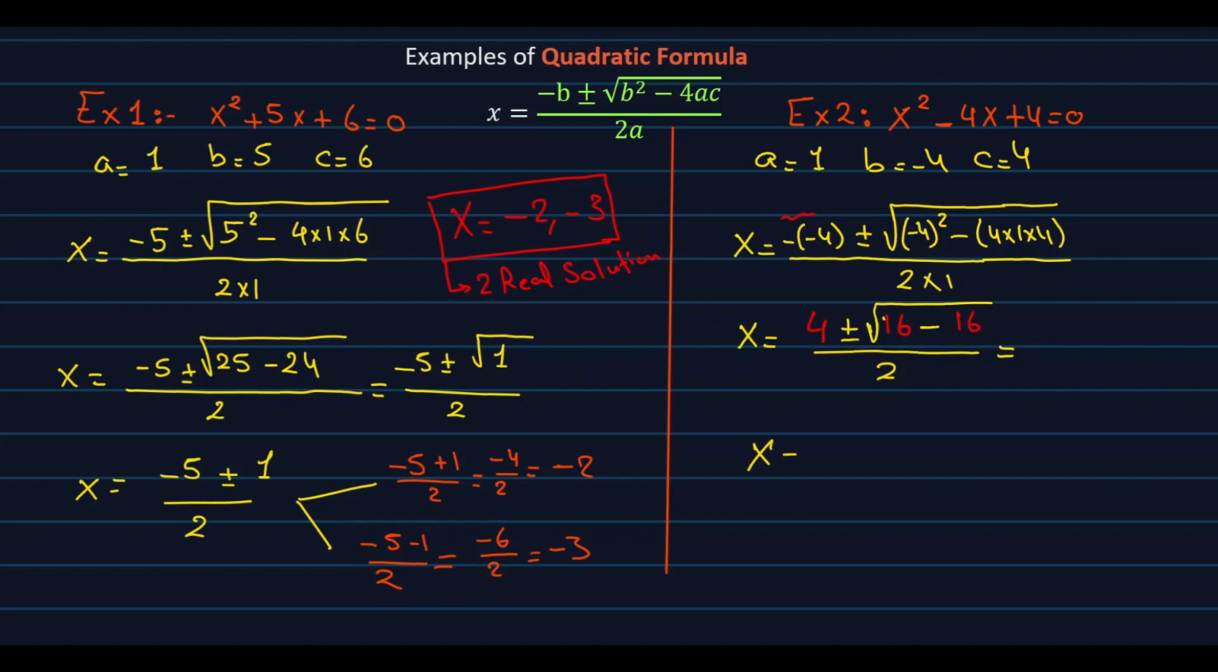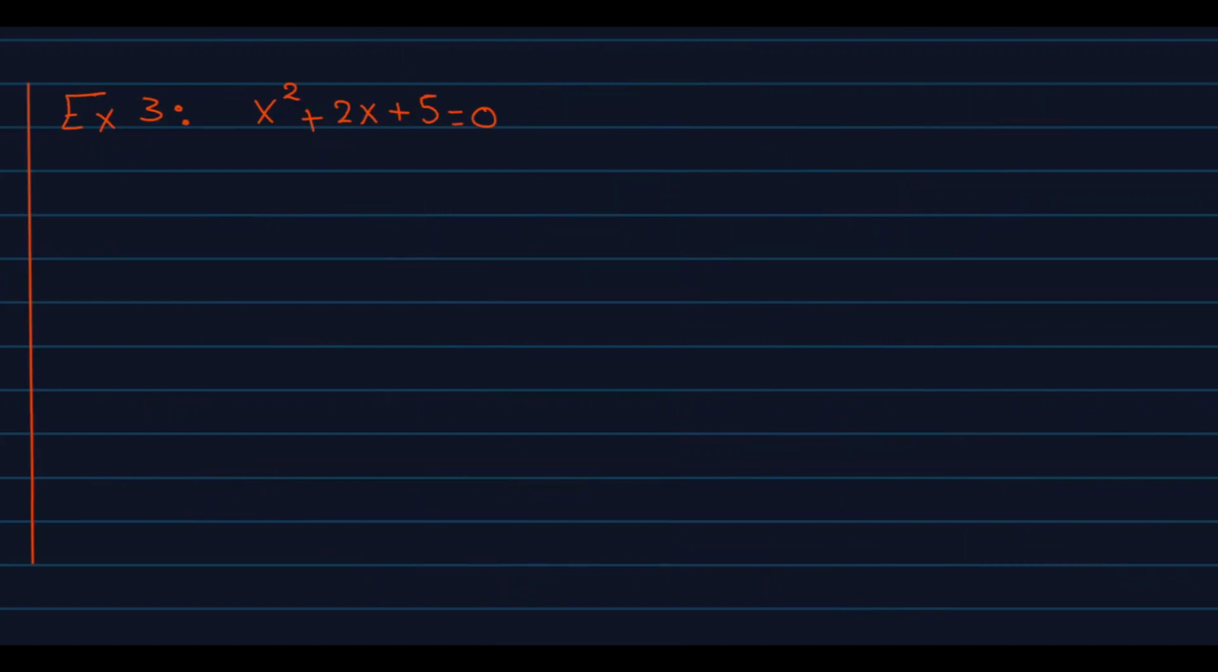So next, we're gonna have x is equal to 4 plus or minus root 0, which is 0, over 2, so this will be equal to 4 over 2, which is equal to 2. X is equal to 2, and this is called one real solution or repeated solution because we have two things. So you can write it as x is equal to 2 and 2. Example number 3, x squared plus 2x plus 5.